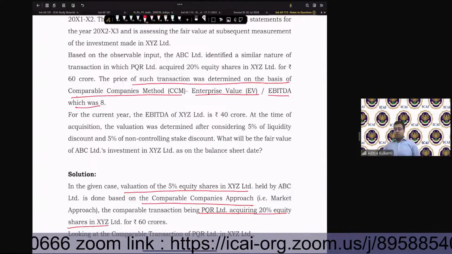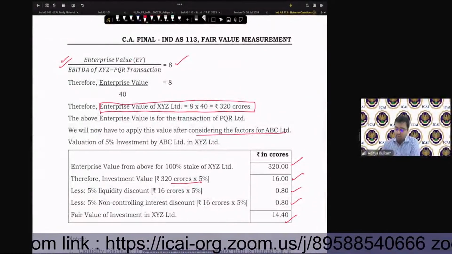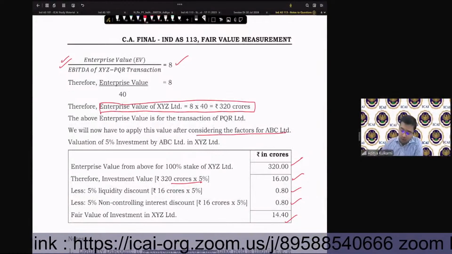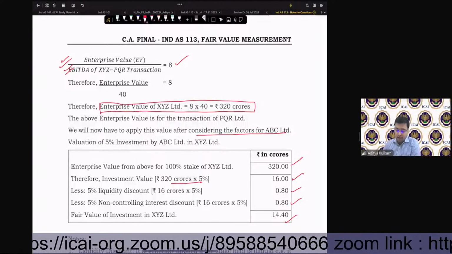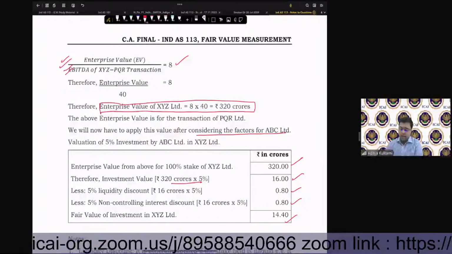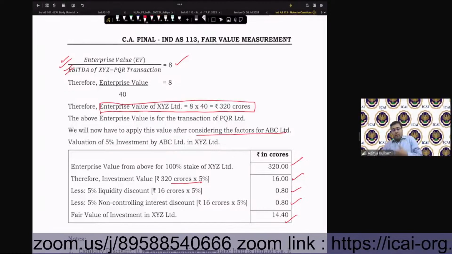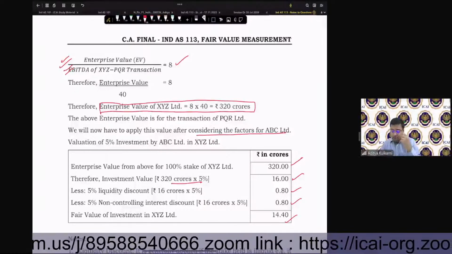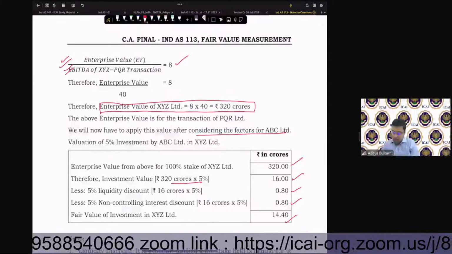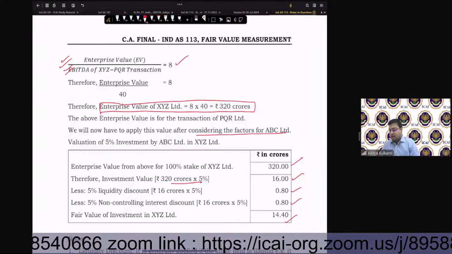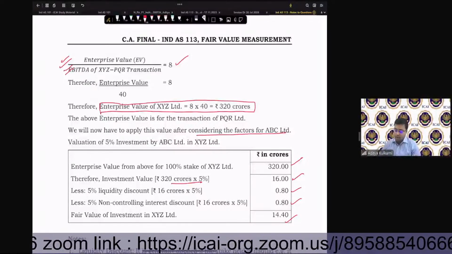This is the total value of the enterprise. The EV/EBITDA multiple is 8, and we have calculated your EBITDA. So from there, what are we going to expect in terms of enterprise value? 8 into 40, 320. But 320 is for the entire enterprise of 100%. What is my share? My share is only 5%. So that becomes 16 crores. And then you are having a liquidity discount of 5% and an NCI discount of 5%. So that goes down and brings the fair value of the investment in XYZ Limited.